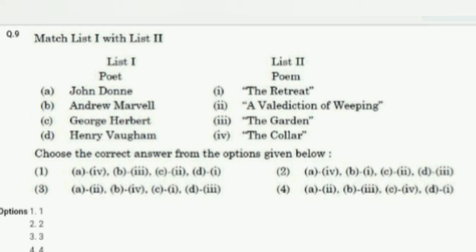Here we are given John Donne, Andrew Marvell, George Herbert, Henry Vaughan, and their poems The Retreat, A Valediction of Weeping, The Garden, and The Collar. A Valediction of Weeping is a poem by John Donne. The Garden is a poem by Andrew Marvell. It's George Herbert who has written The Collar, and The Retreat is a poem by Henry Vaughan. So, the right answer to this question is option number 4, A2, B3, C4 and D1.